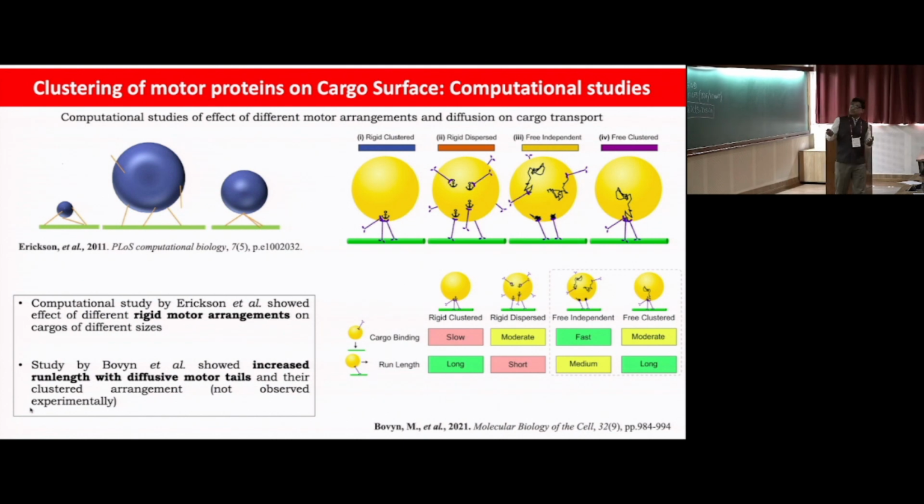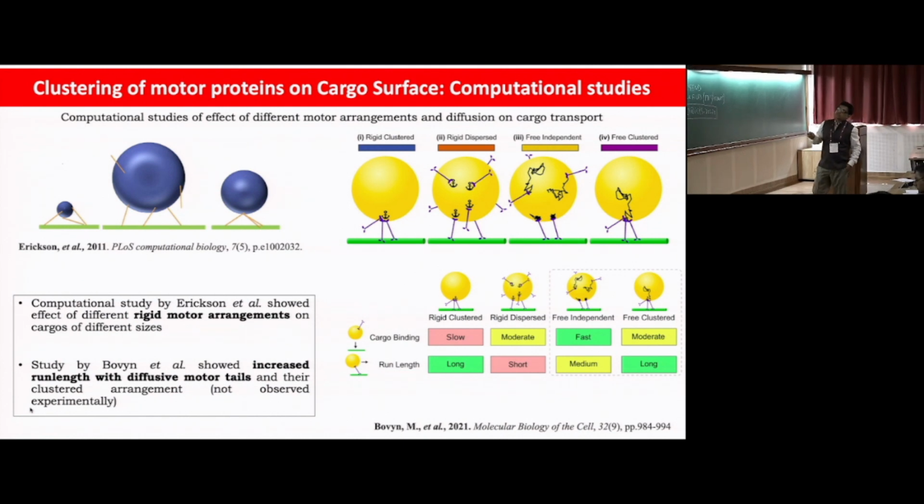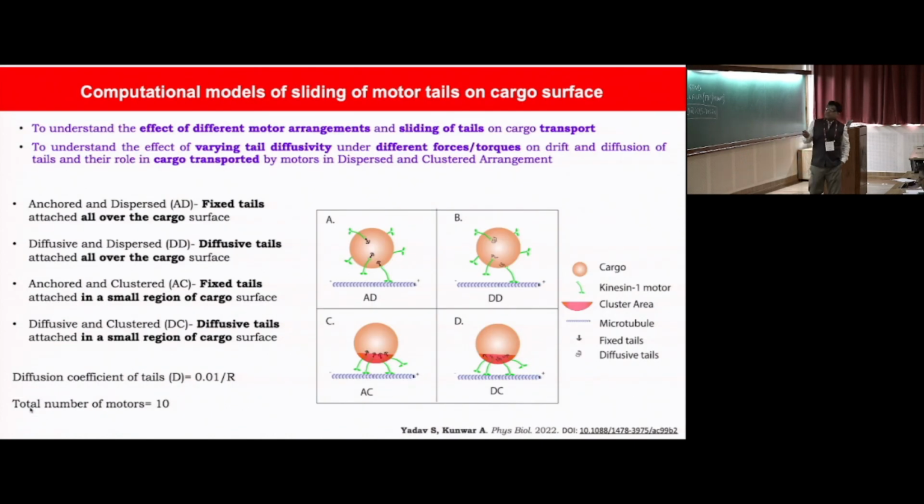And then there were also some theoretical models. The problem with these theoretical models is that in all of them, they consider the motors to be rigid, and in the first model, they even work with only a fixed arrangement of the motor proteins on the cargo surface. So what we wanted to do was understand the effect of different motor arrangements and sliding of tails on the cargo surface, and the effect of varying tail diffusivity under different forces and torques on drift and diffusion of these motor tails and their role in cargo transport by motor proteins in dispersed as well as cluster arrangement.